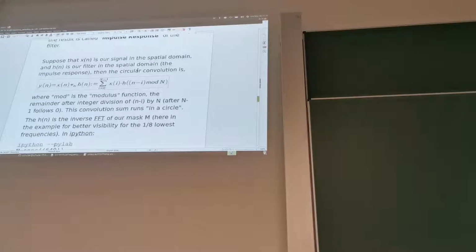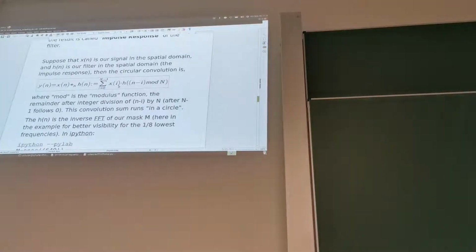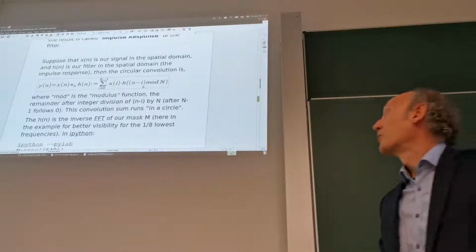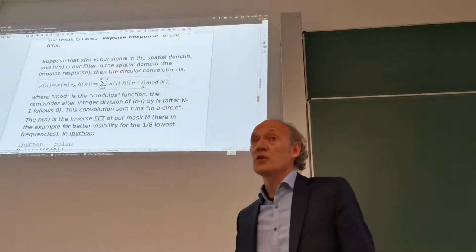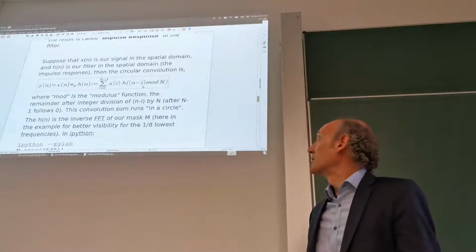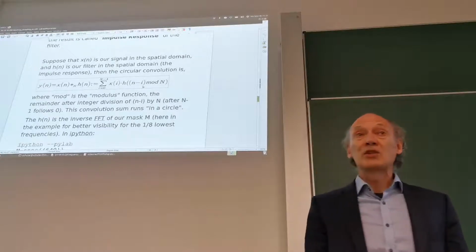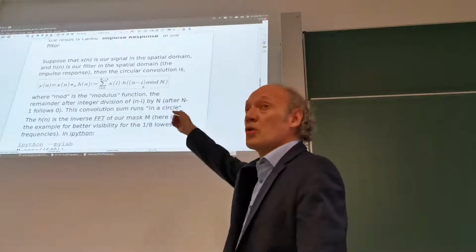Yeah, so this is how you would write it as a formula. Here is the convolution, and here I have this capital N next to this convolution star, which means we just have this circular convolution. Here it appears as the modulus function for the index of this second time domain signal h, or second space domain signal h. Do you know the modulus function?